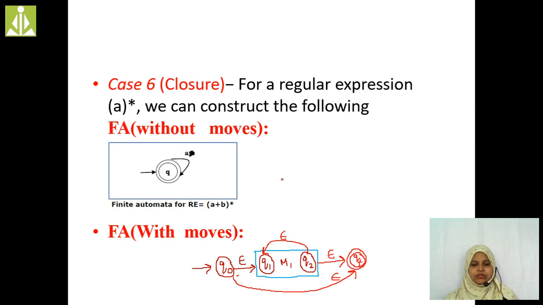Next is the epsilon closure. In the closure, directly we take a self loop if we are not using an NFA with epsilon moves. If we take the NFA with epsilon moves, q naught goes by epsilon to q1, q1 has a, then epsilon to qf, the final state. These are the fundamental rules we have to follow while converting a regular expression to finite automata.